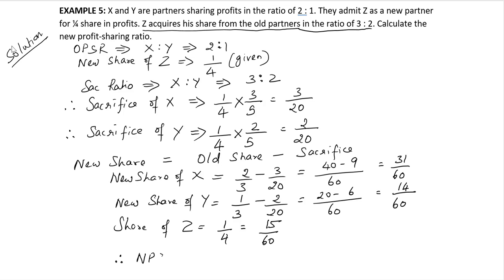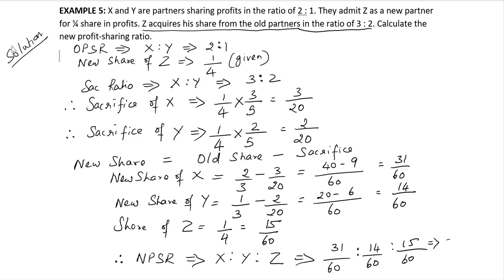So we get the new profit sharing ratio between X, Y and Z as 31 divided by 60 is to 14 divided by 60 is to 15 divided by 60, which is equal to 31 is to 14 is to 15. So that is the answer for the question asked. New profit sharing ratio is 31 is to 14 is to 15.